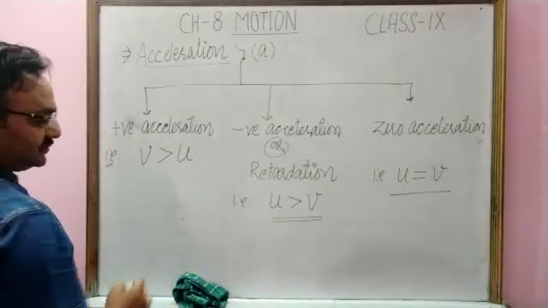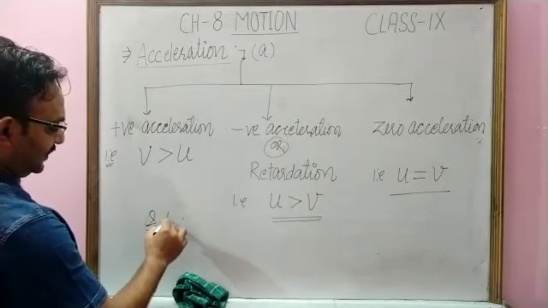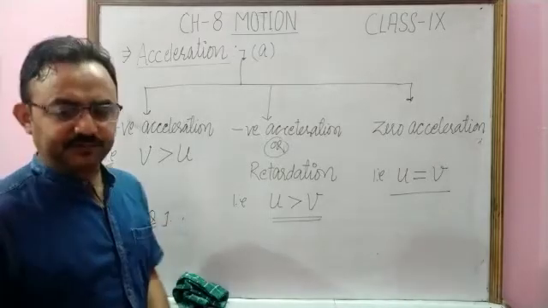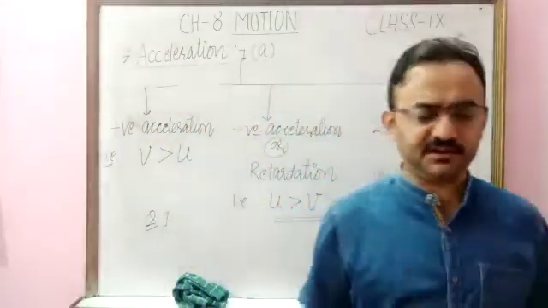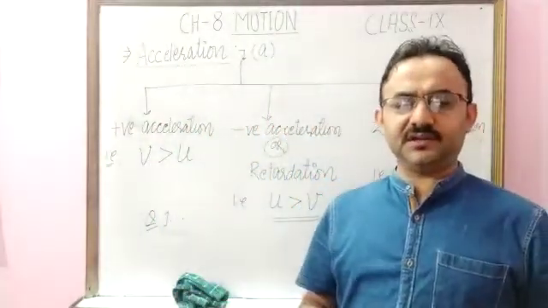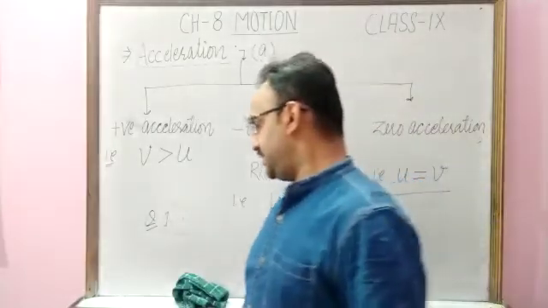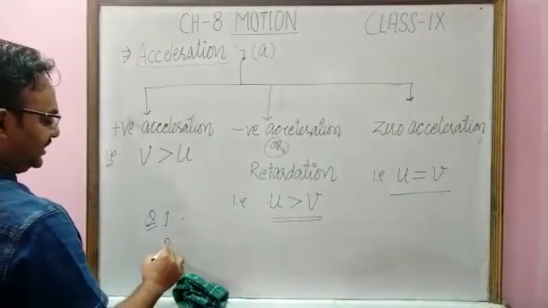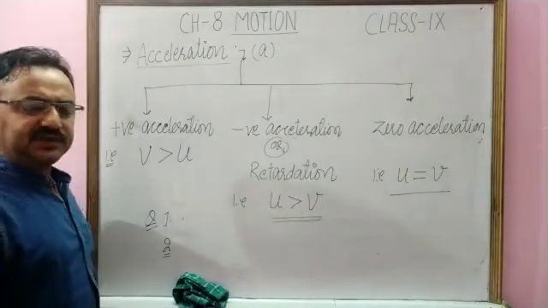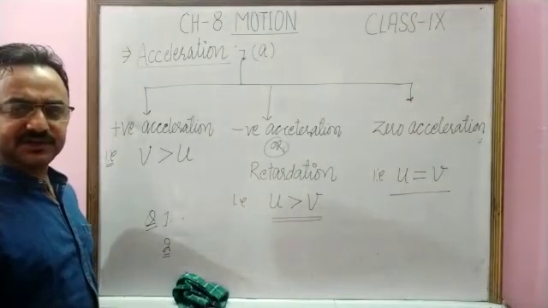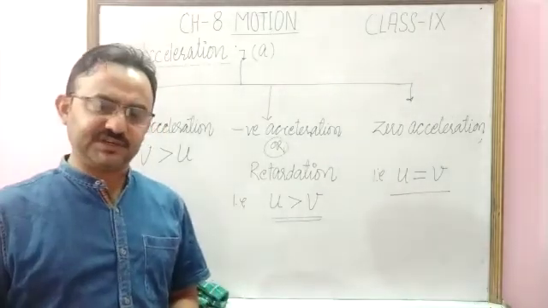Now I am giving questions for assignments. First one is, you have to write the differences between velocity and acceleration. Second question is, you have to write the differences between acceleration and retardation, in tabular form. Is it clear? Okay.